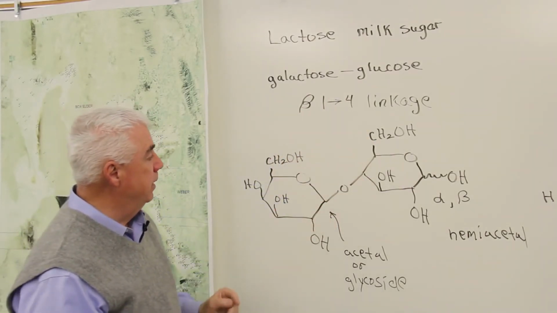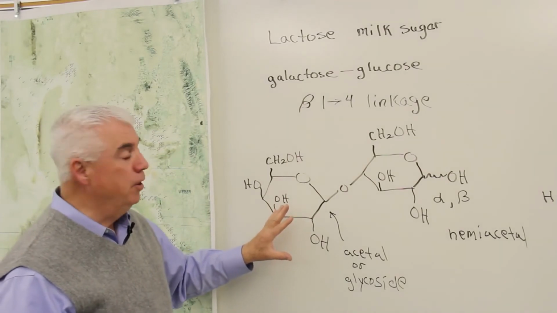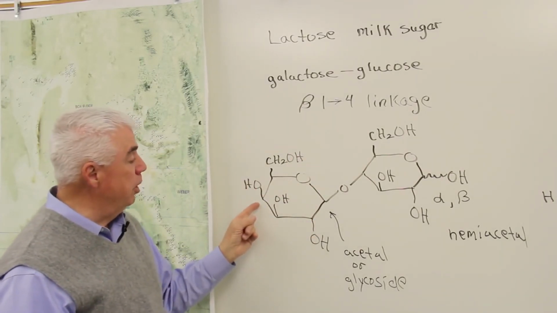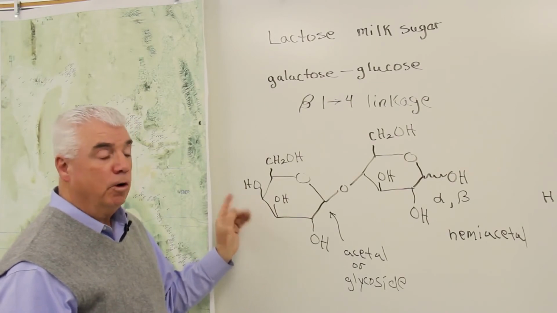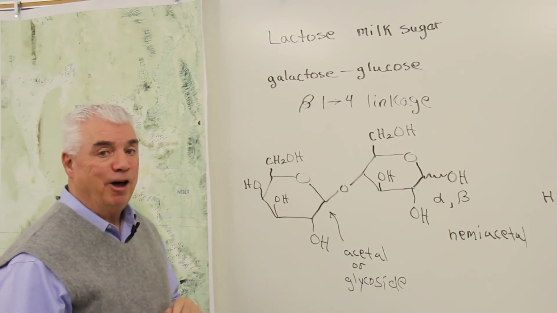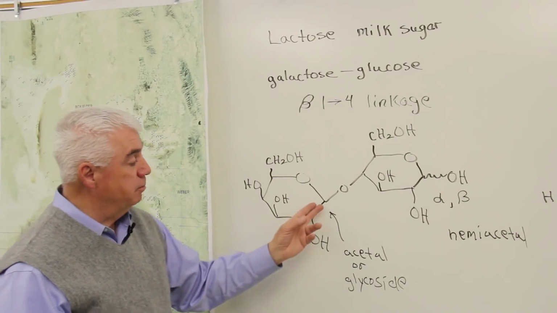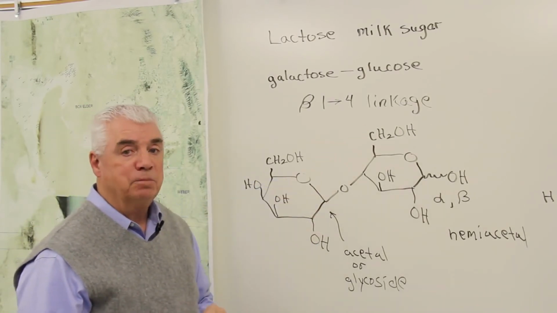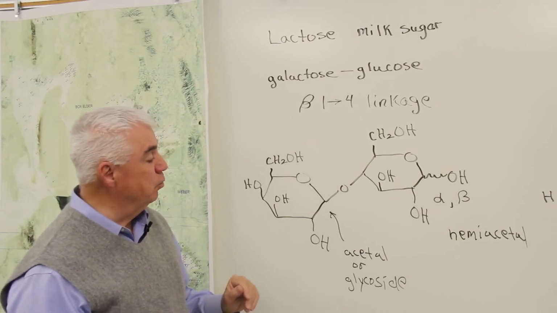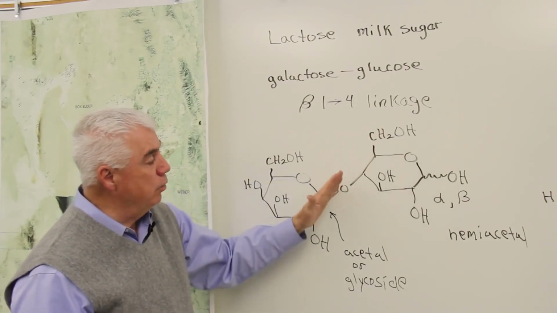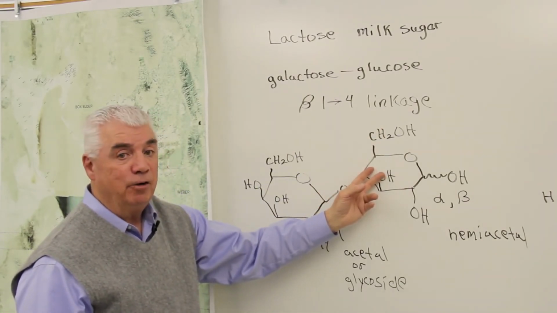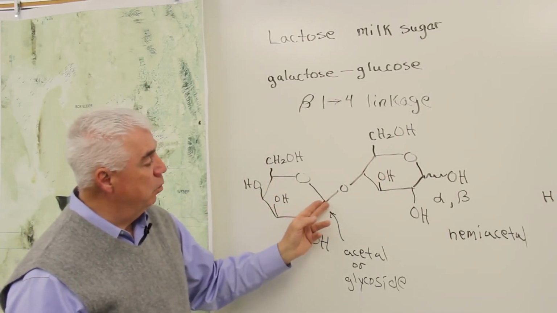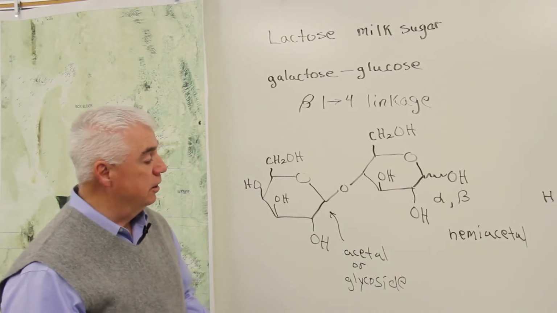Let's have a look. Here's a galactose unit on the left. It differs only at 1 position from glucose. Here at position 4, the OH is up rather than down. At position 1, the oxygen is pointing up, so it's beta. And on the glucose unit, position 4 is down. It has to be down if this is a glucose unit. So it's a beta 1 to 4 linkage.